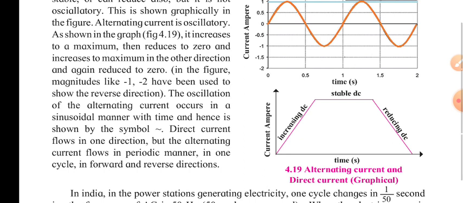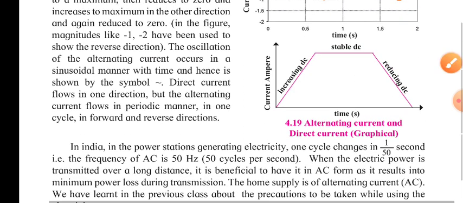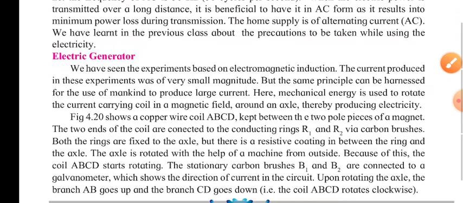Now in the direct current we have a stable current. It's not an alternating current like in the AC signals. We have a straight line graph for it. You can see over here we have a straight line graph for the stable DC, increasing DC, stable DC, and reducing DC. And that's why the name is given to it as direct current.